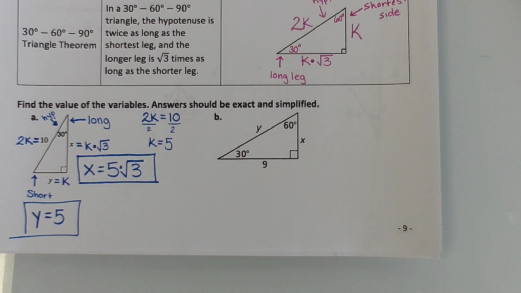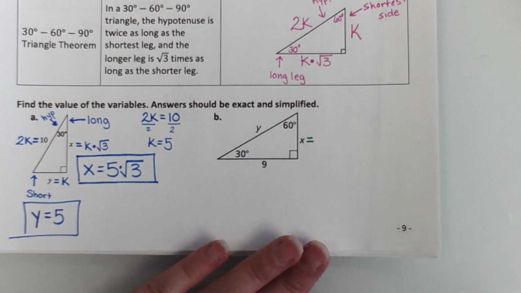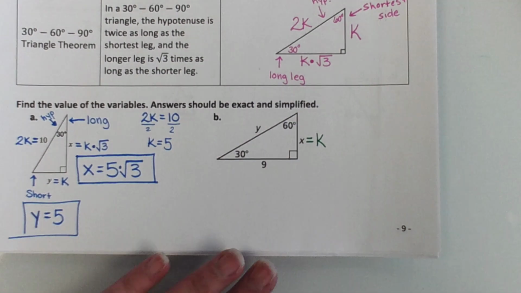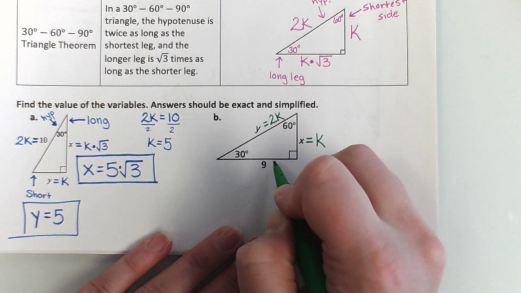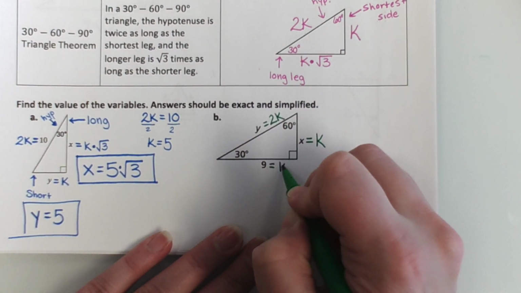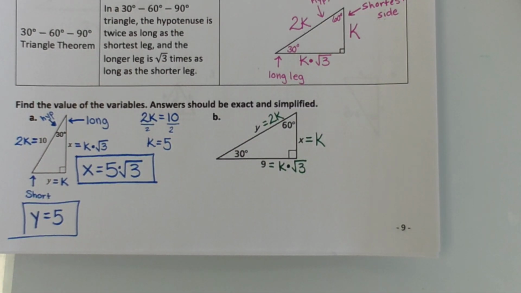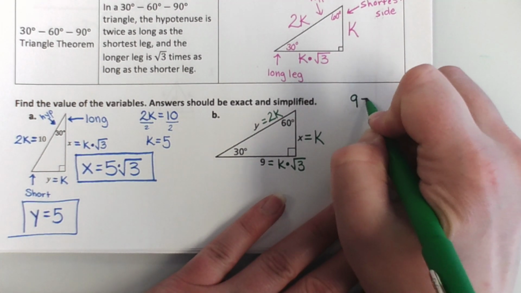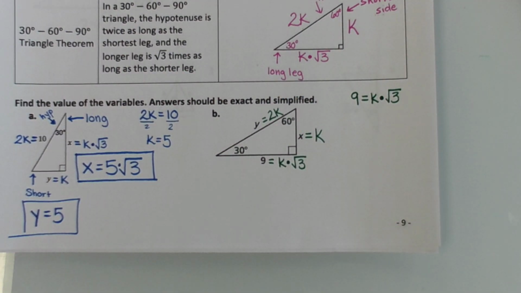Problem B. 30, 60, 90 again. Which side's the short side? x. Therefore, I set it equal to what variable? k. y gets set equal to what? 2k, because it's the hypotenuse. 9 gets set equal to? k times the square root of 3. I solve the little equation that I can. Which one? 9 equals k times square root of 3. It's the only one that only has k as a variable.